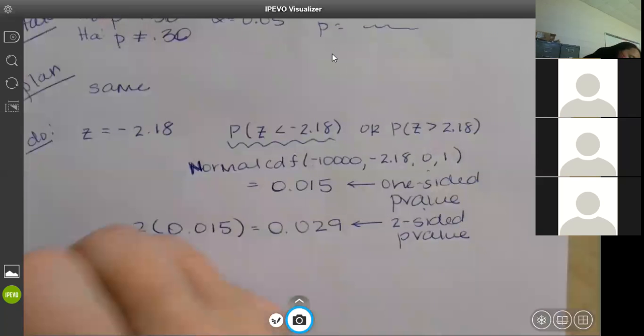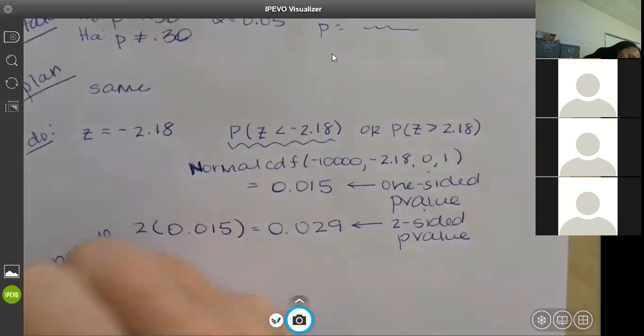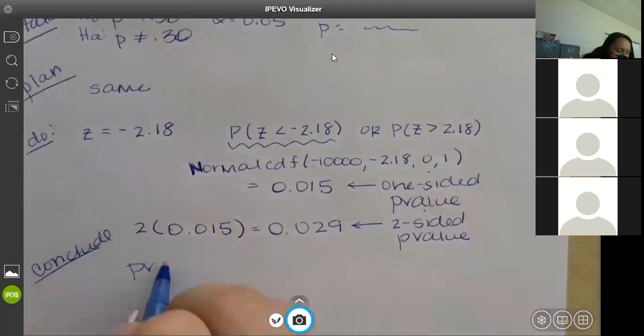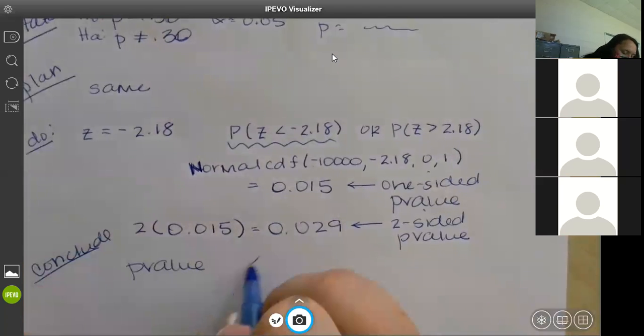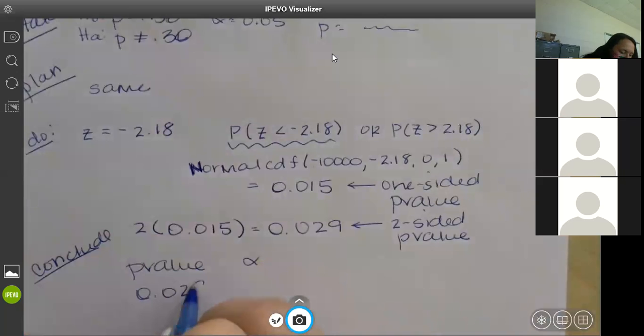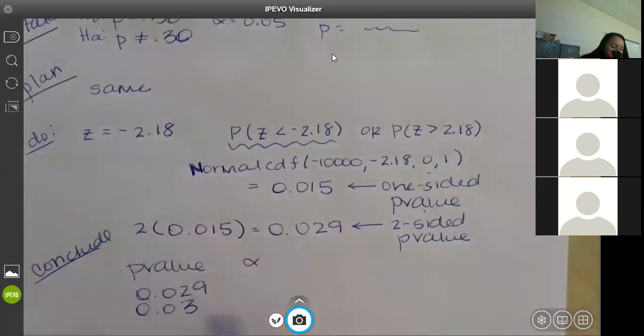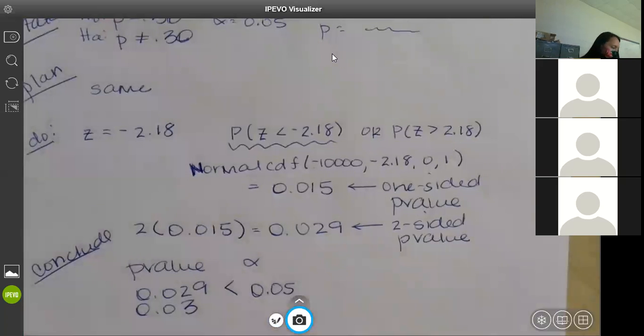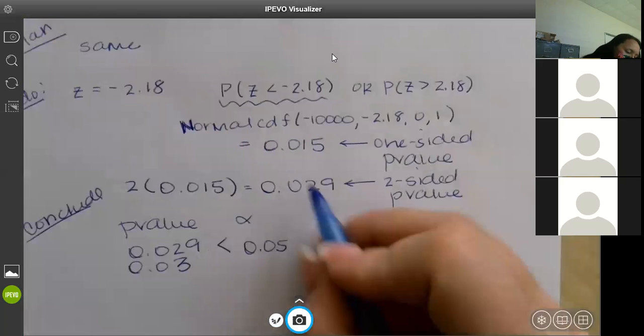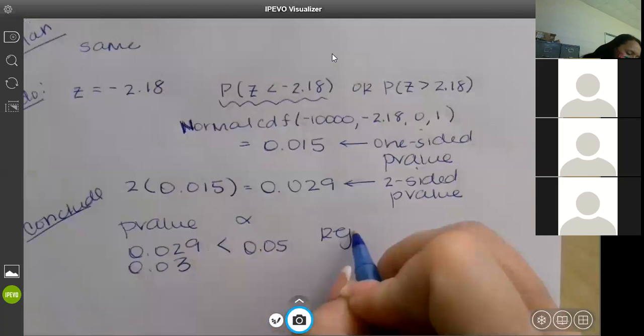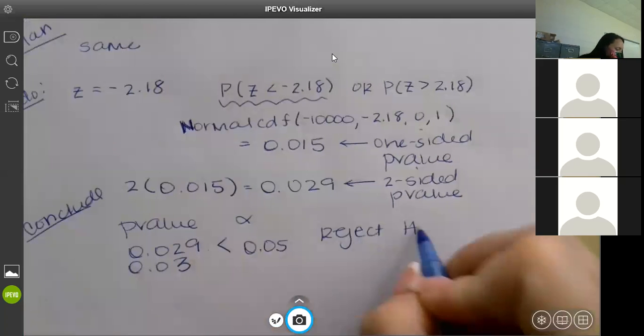So how does that change our conclude? We're going to test our p-value against our alpha. If you got 0.03, that's fine as well. This is a rounded number, so this is also a rounded number. It doesn't matter, they're both going to be the same thing. So we can see that alpha is greater this time. So that means we do what? Reject H sub O.